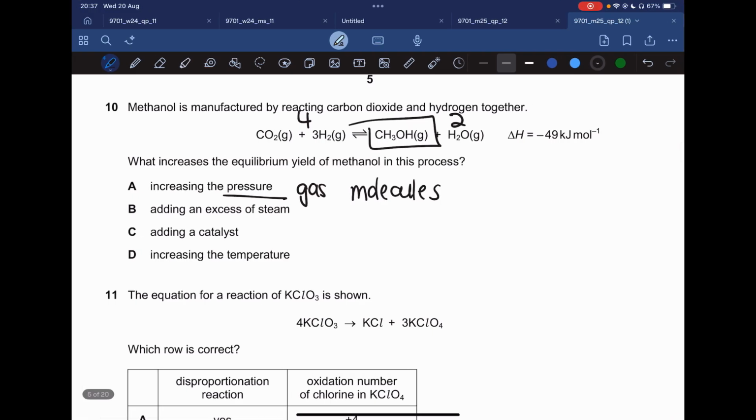If we increase the pressure, according to Le Chatelier's, the system will try to decrease the pressure by going in the direction of fewer gas molecules. So that means it would want to go that way. So that is correct.